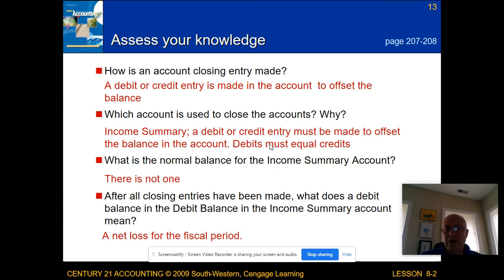What's the normal balance for income summary? This one's special. There is no normal balance for the income summary. There isn't one. This is a working account. It's a process account. The only reason this account exists is to use to close the books at the end of the month. That's it.